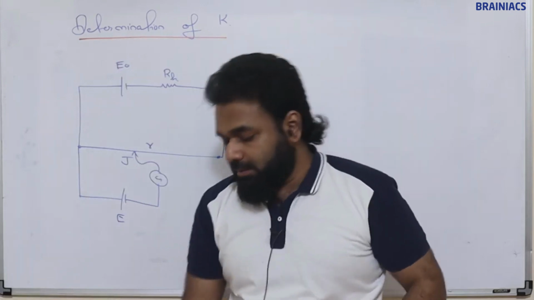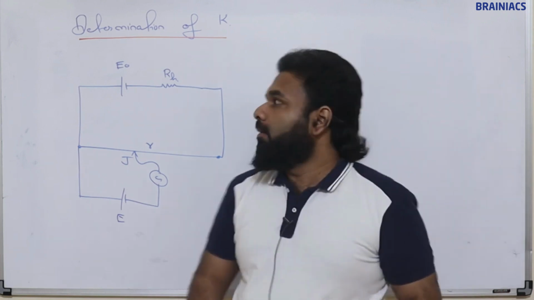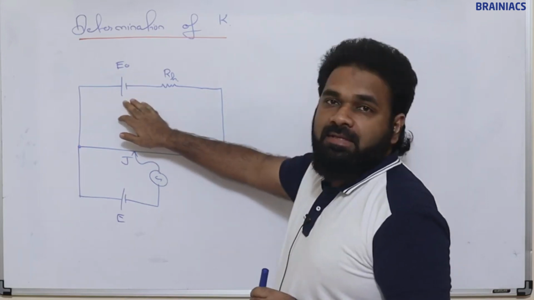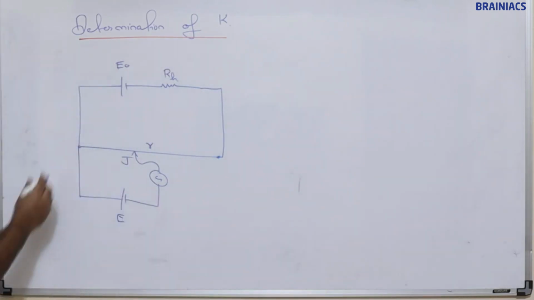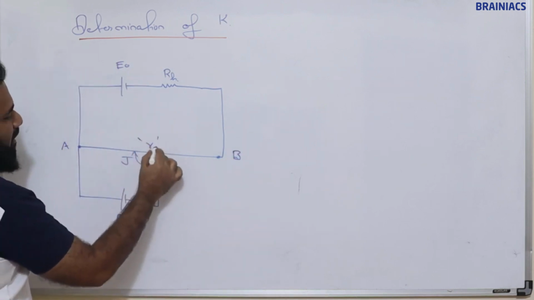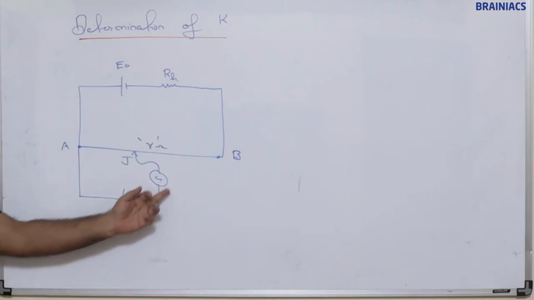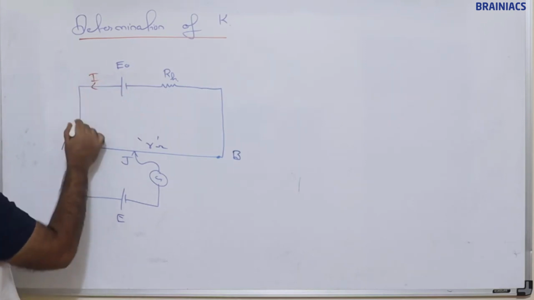Now I have just mentioned how to determine K, that is the voltage gradient. Now we will see once again in detail how to determine K. Driving cell, rheostat resistance, and this is the potentiometer wire. So A, B, this is the potentiometer wire, its resistance is R ohm. Now we are connecting a cell of EMF E, galvanometer, jockey. So here suppose a current I is coming from the driving cell.